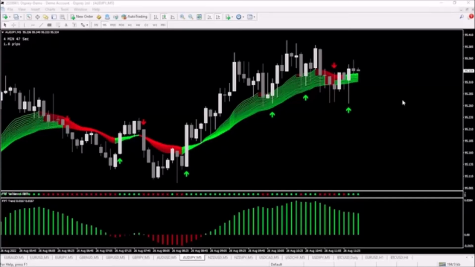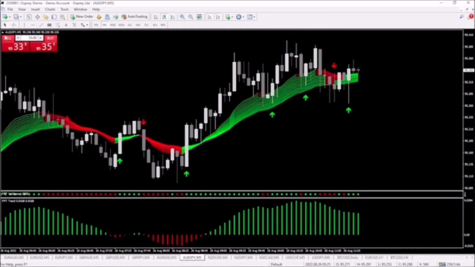Hey there, we are looking to go long. This is the Australian dollar, Japanese yen. I'm looking at the 5-minute time frame, and I did get this signal to go long on this candle. Now we're looking at a little bit of a pullback, which is okay. It means we're going to get in at a great price.